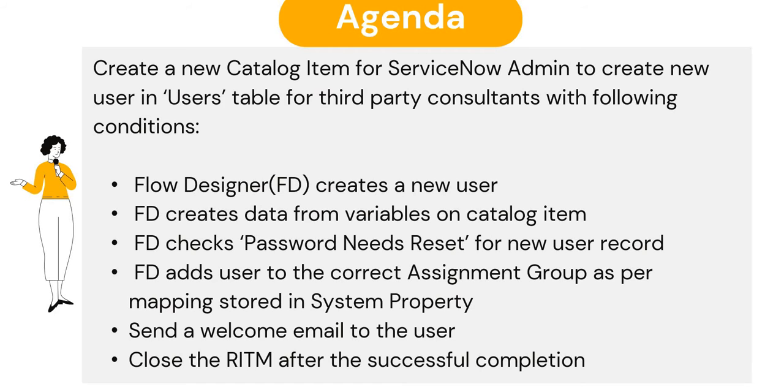So what should the Flow Designer exactly do? Flow Designer creates a new user. We know the name of the user table is sys_user, so we will be creating a new user there. Flow Designer creates data from variables on the catalog item. We will have a catalog item with a few variables in it, for example, user ID, first name, last name and company name. And from company name, we will be associating a user group. We'll see that in a second.